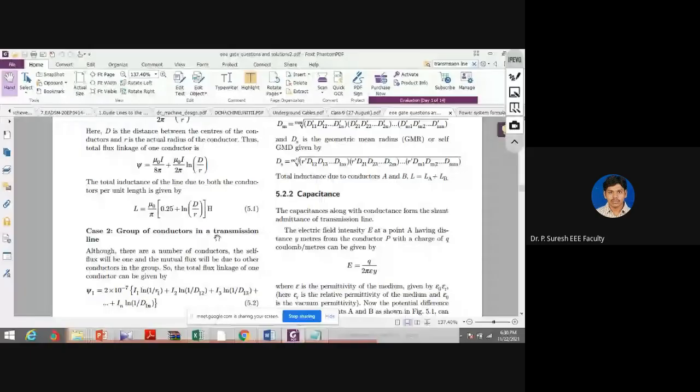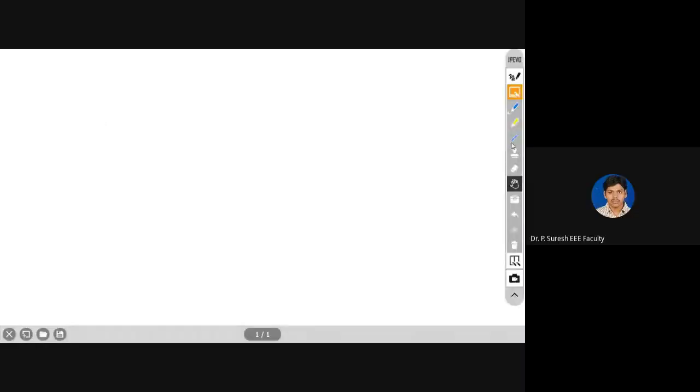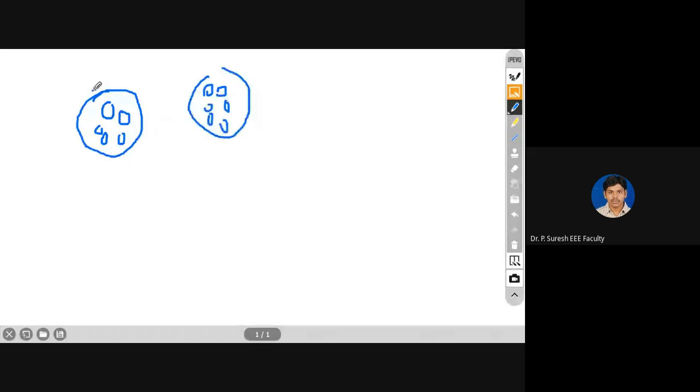If you go for the inductance of a three phase line, that is the inductance of a composite conductor. What is meant by a composite conductor? The number of strands is more, so we call it a stranded conductor or composite conductor. Let us assume we have a single phase two wire system. Let's take conductor A having n strands and conductor B having n strands.